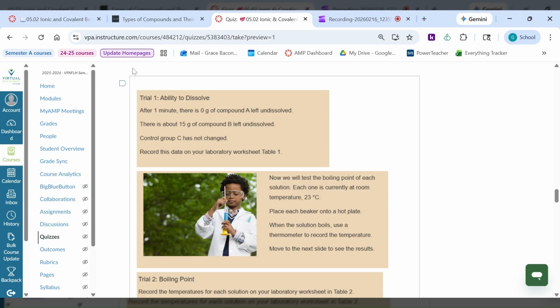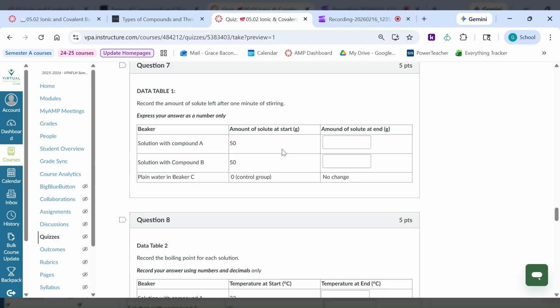So first I did trial 1, and it says ability to dissolve. So that's what I'm testing in my first table here. It says after 1 minute, there is 0 grams of compound A left undissolved. There's about 15 grams of compound B left undissolved. Control group C has not changed. Record this data on your lab worksheet in table 1. So that's what I'm filling in here.